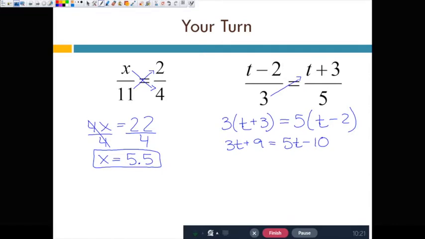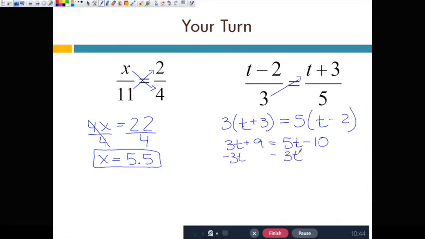Okay, so what are we going to do next? Jordan? Am I going to subtract 5 or am I going to subtract 3? Which one's smaller? Alright, so I'm going to subtract 3t from both sides.